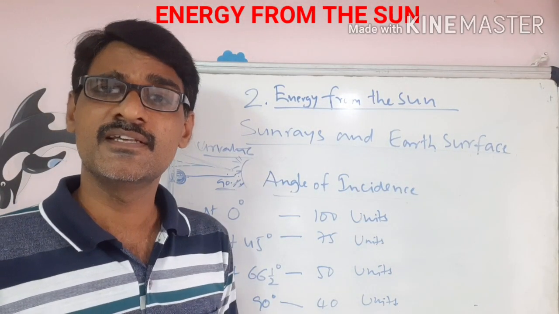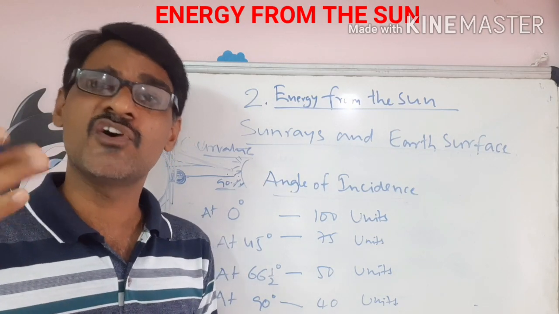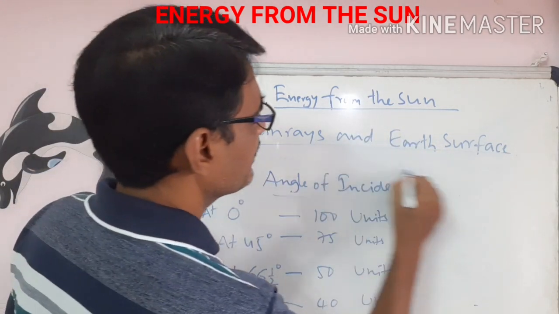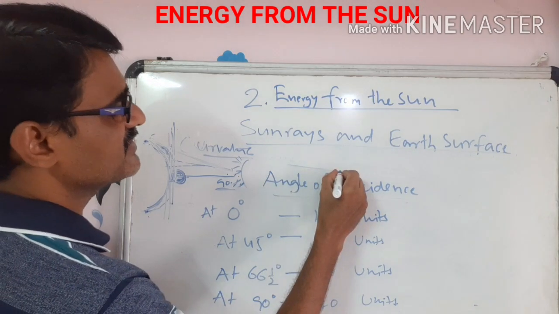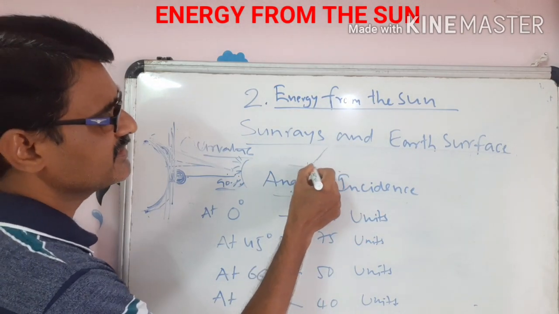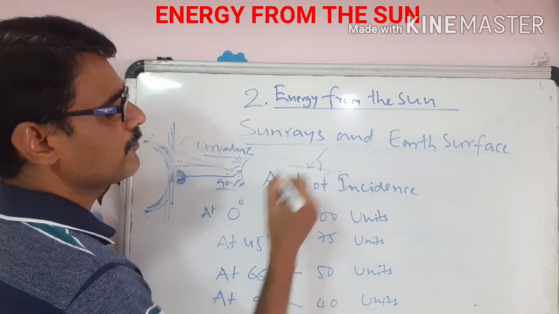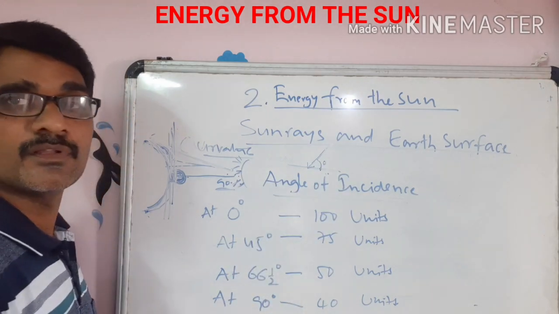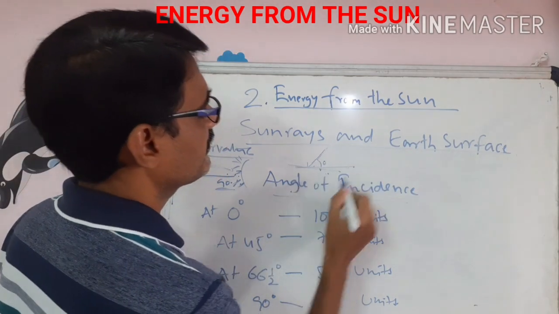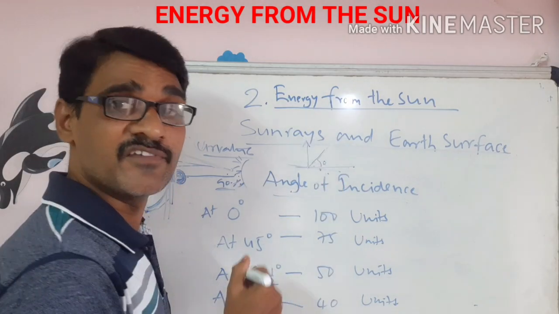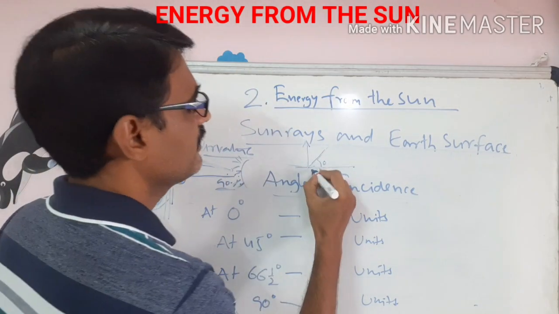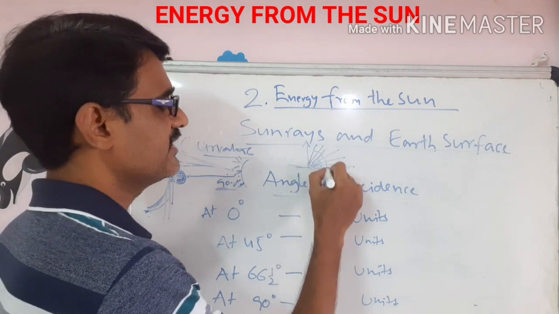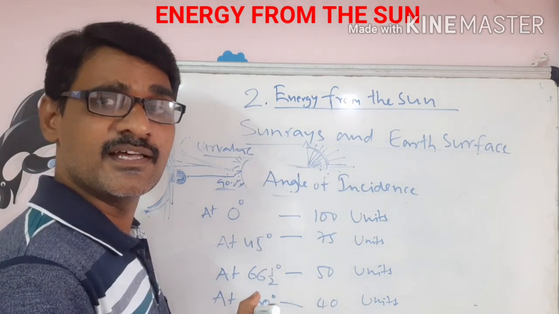What is the angle of incidence? It is the angle formed by the sun ray falling on the earth's surface. This is the earth's surface, and the sun ray is falling like this. The angle is created here. At the equator it is 90 degrees, and when we go towards the North Pole or South Pole, the angle is increased. Due to that increase, they receive less heat.